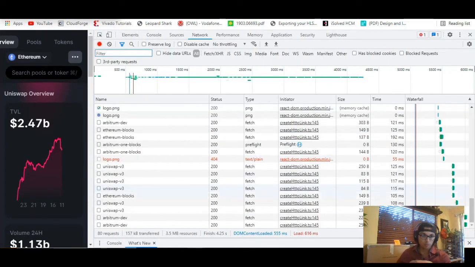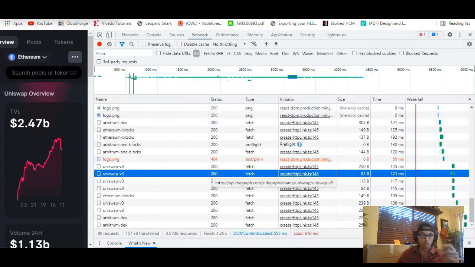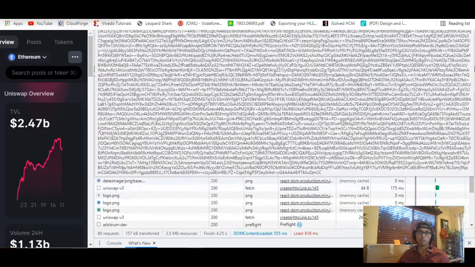So these calls here are being serviced through the Graph API. When I hover over it, you see https://api.thegraph.com/subgraphs/name/uniswap/uniswap-v3. So it actually tells you which subgraph. You can see a little bit of what it's doing. It's fetching data from the subgraph. So it's kind of cool to see it actually in action.